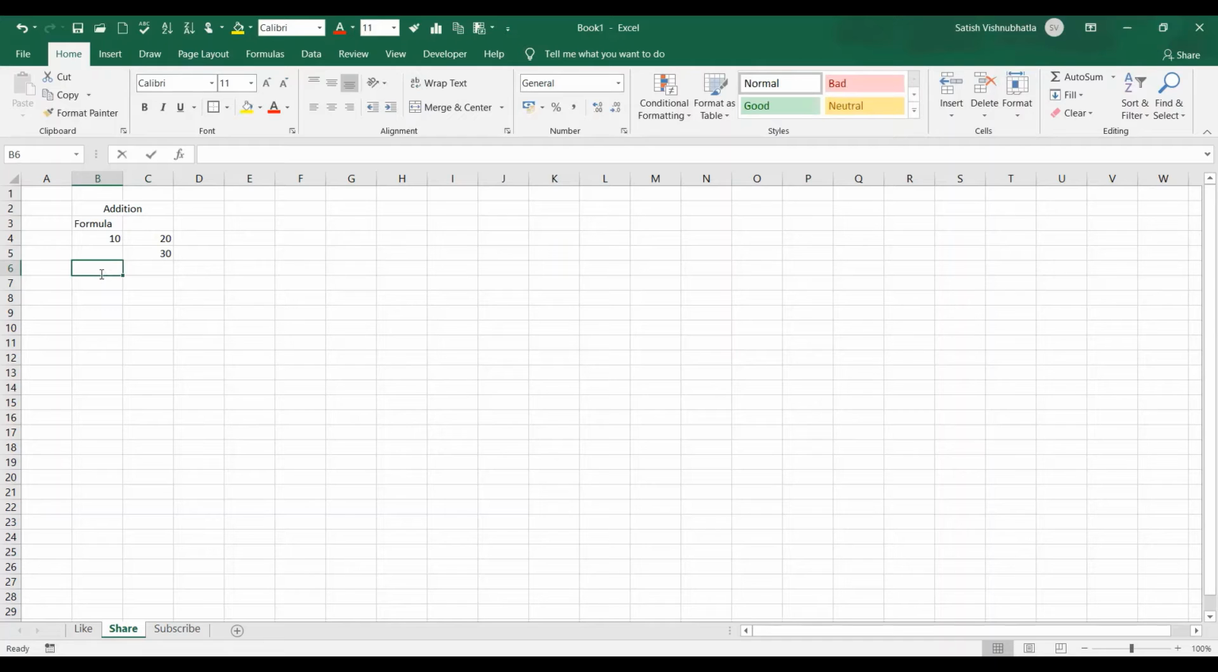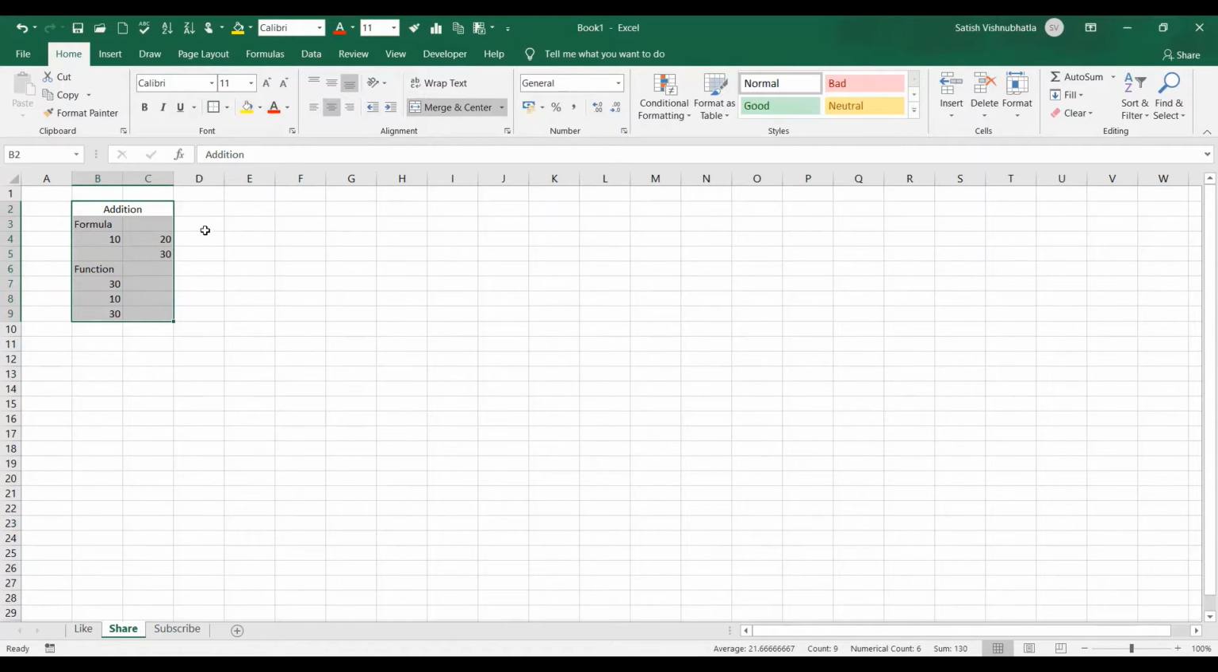Now the function, which is equals to this thing plus 20, and we get the same answer. We can also do equals to 10 plus 20. We get the same answer. That's addition.